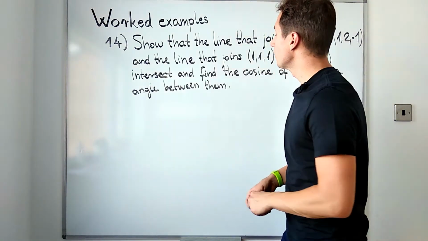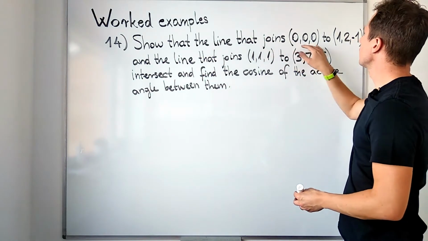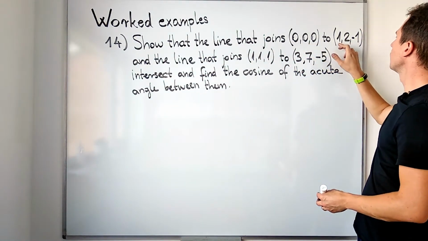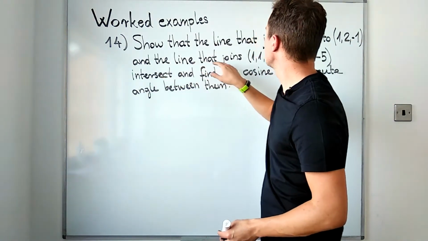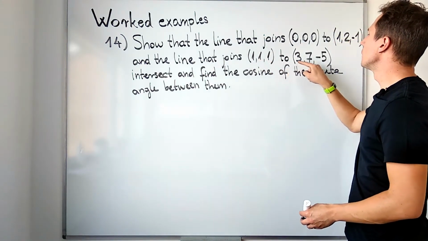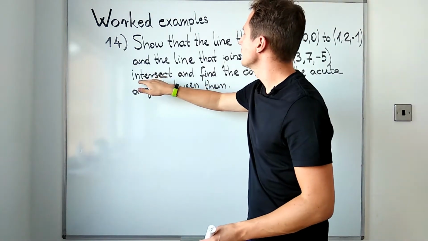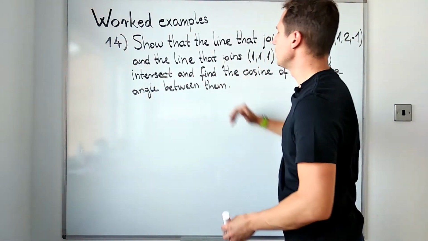Let's solve the following problem, which asks us to show that the line that joins the origin, the point with coordinates 0, 0, 0, to the point with coordinates 1, 2, -1, and this other line that joins the point with coordinates 1, 1, 1 to the point with coordinates 3, 7, and -5, intersect, and find the cosine of the acute angle between them.